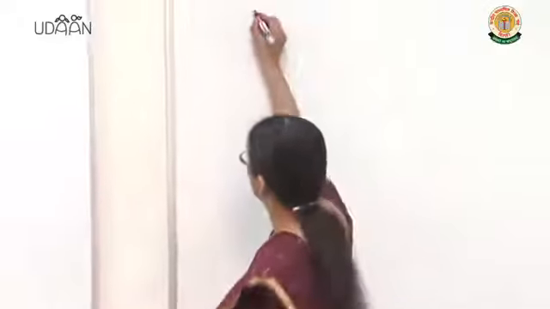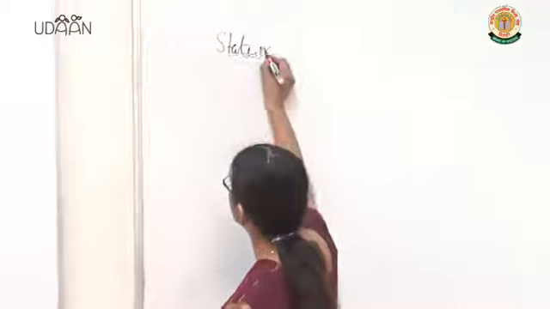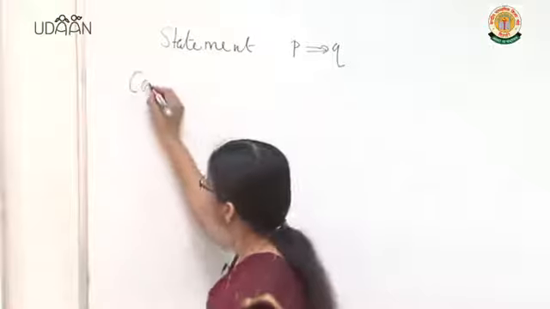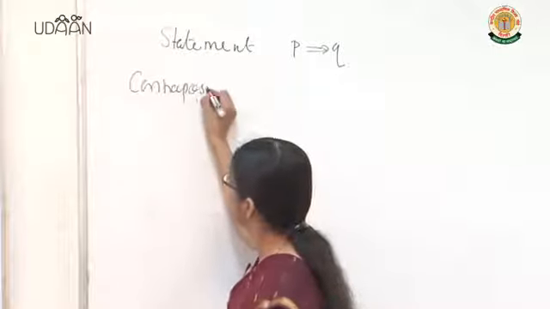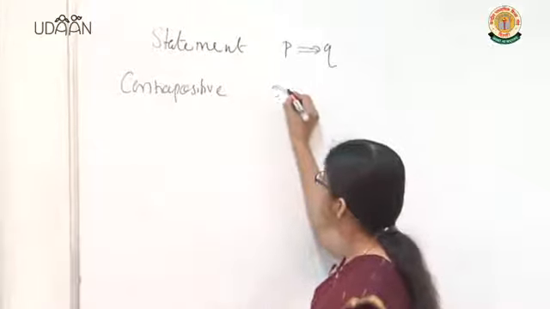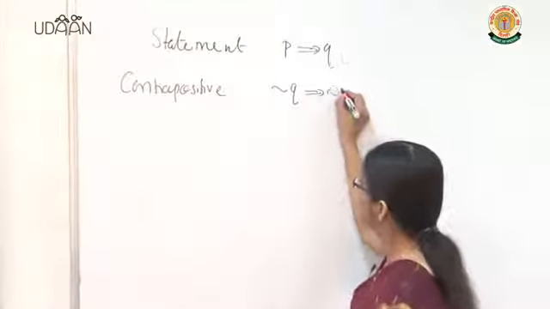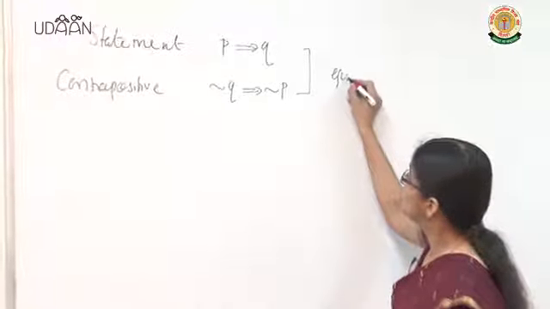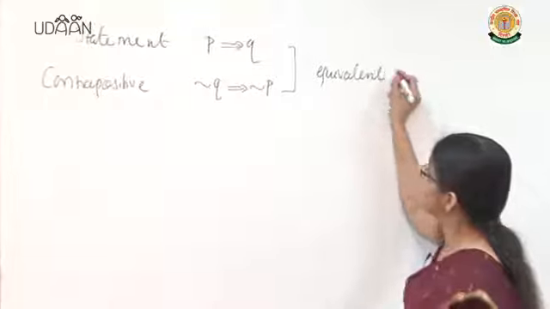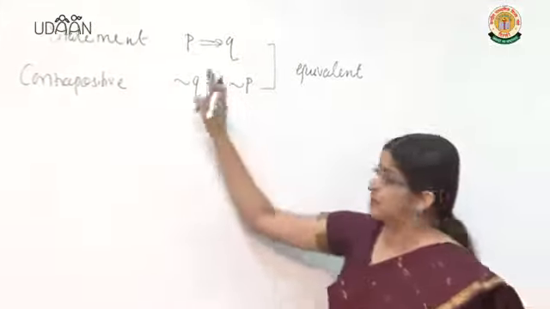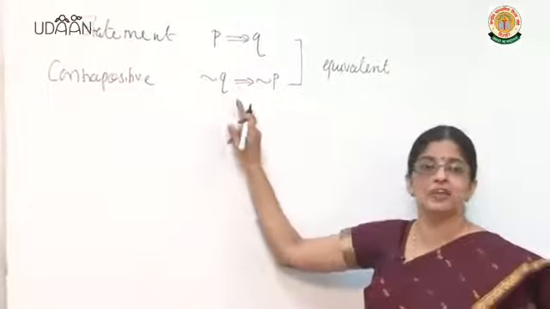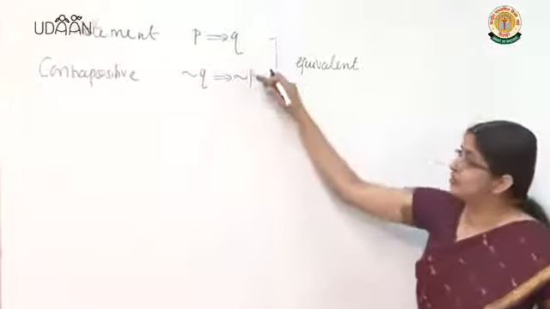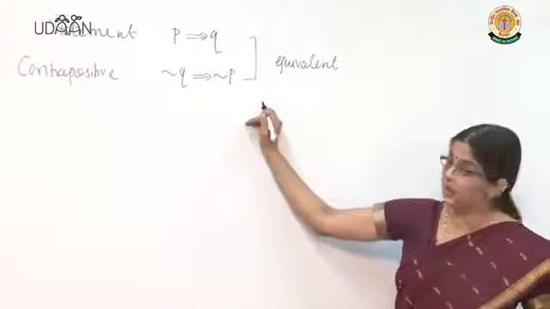Let's discuss some more properties. Consider the statement P implies Q. The contrapositive of the statement is negation of Q implies negation of P. You can see that these two statements are logically equivalent. How do we prove they are logically equivalent, beta? You make the truth table for P implies Q and negation of Q implies negation of P. You can see that the truth values of these two statements are identically equal.